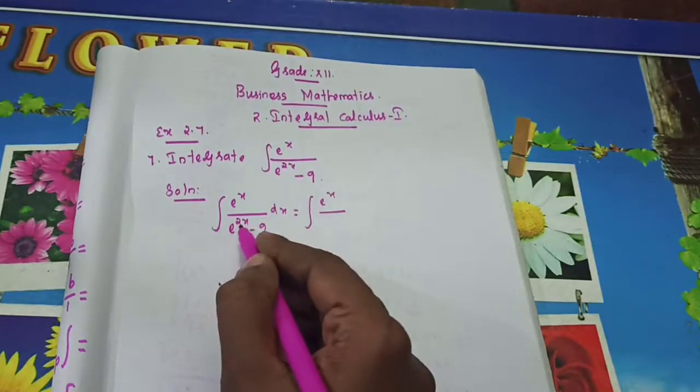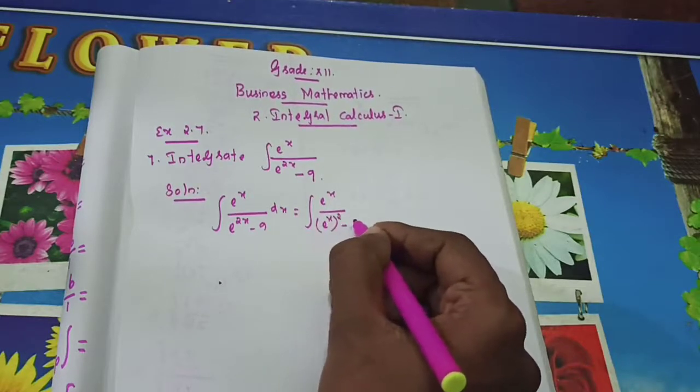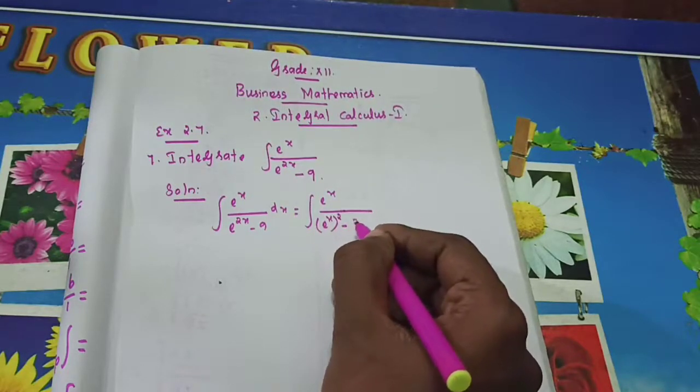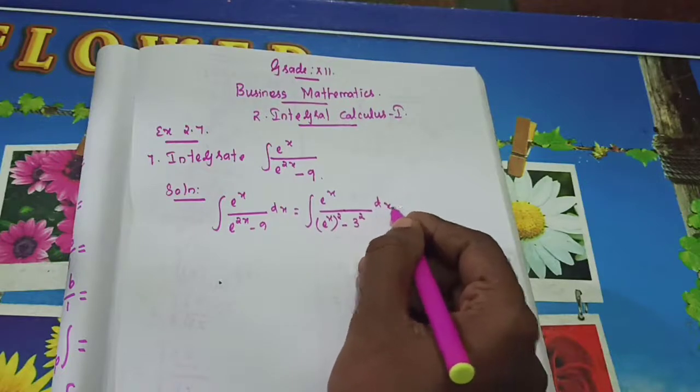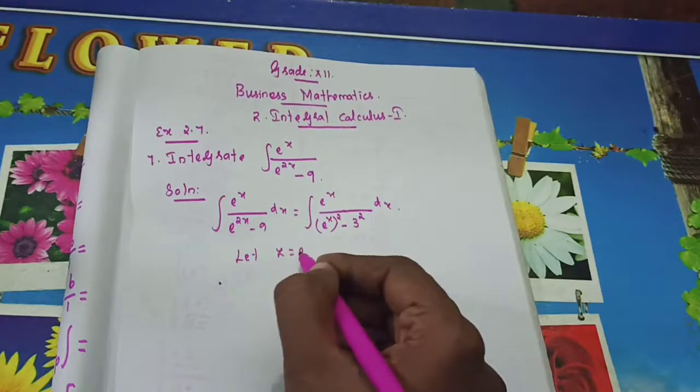We need to change this also as e power x, so e power x the whole square, meaning e power 2x. 9, how will you write as a perfect square? 3 square, dx. Now let us assume z is equal to e power x.